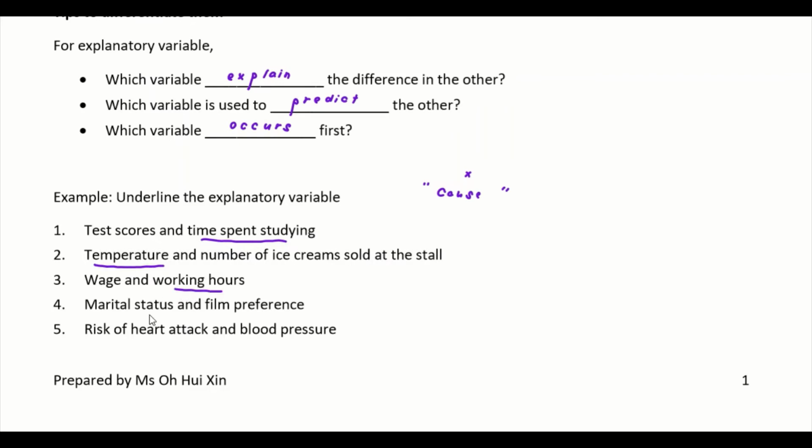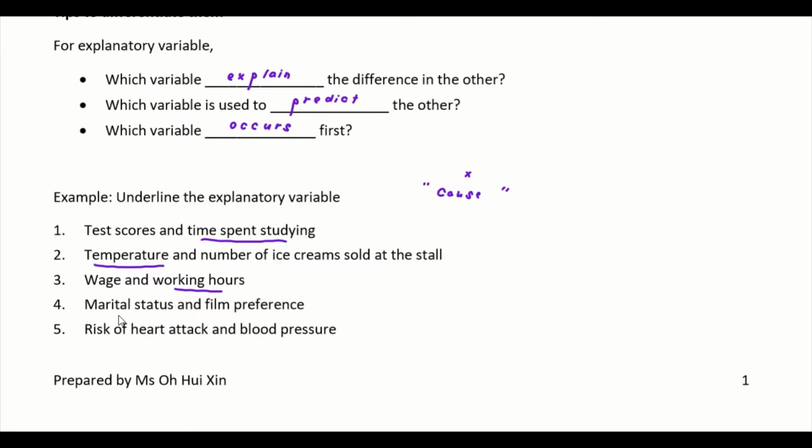Okay, then marital status and film preference. So this is the idea that you always see. Things like age, gender, your height. These are some of the things from a human's identity, you get what I mean? It's something that you wouldn't be able to change. So normally when I look at things like age, gender and so on, they are normally the explanatory variable.